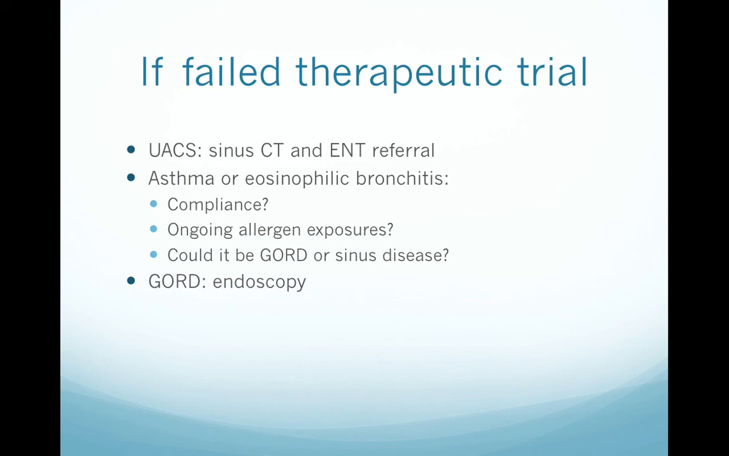If you failed one of those therapeutic trials, it's worth considering further investigation if the cough is persistent. So if you're still going along the lines of these top 3 sort of causes of chronic cough, then further investigation is listed there. So sinus CT scan for UACS. Asthma, really again just checking compliance and avoidance of allergens, and endoscopy for those with probable reflux.